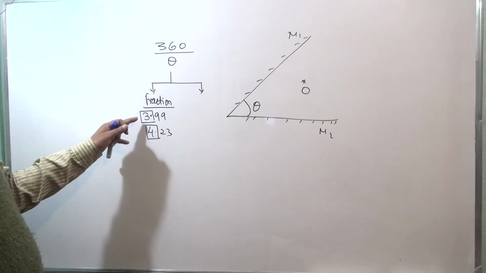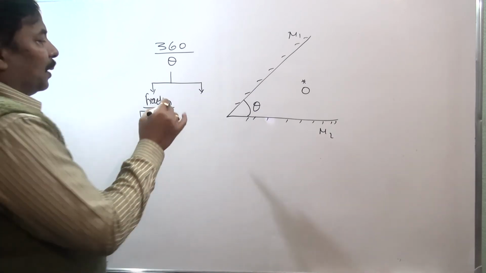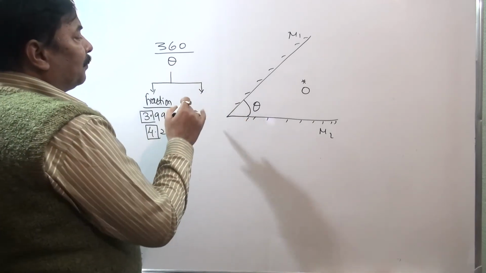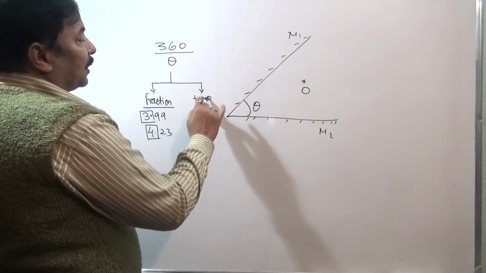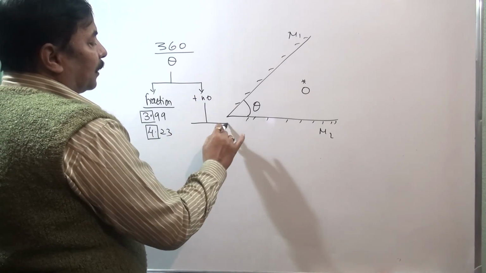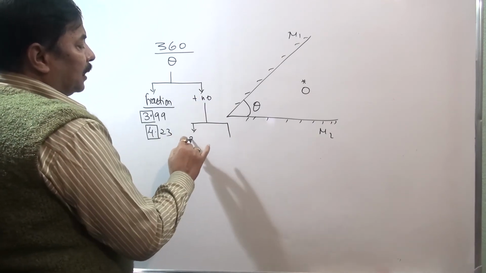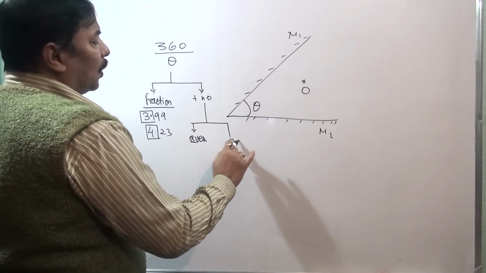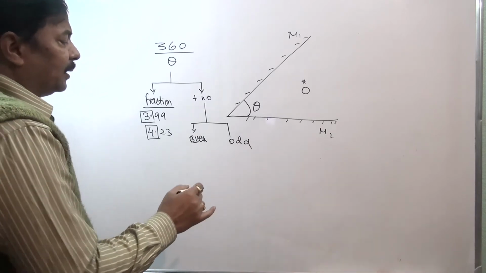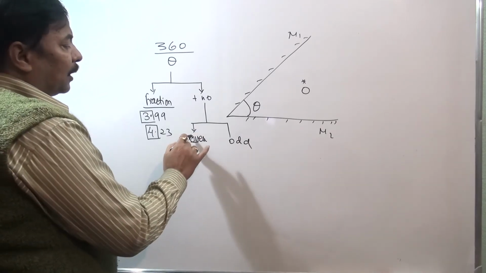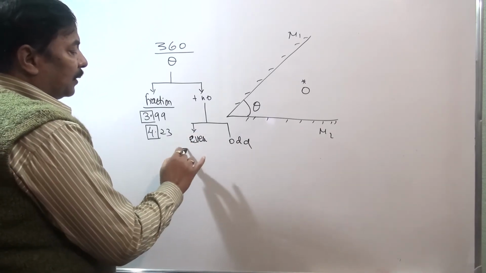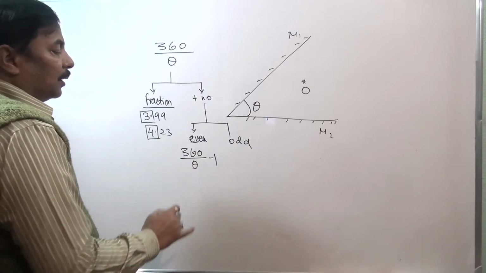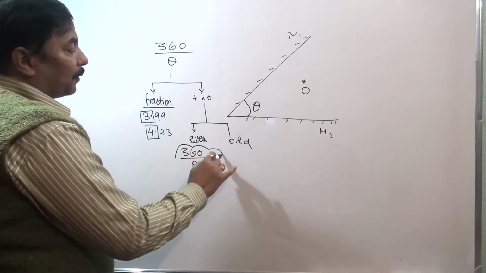Integral portion will represent the number of images. But if you are not getting a fraction, and if you are getting a positive number, then again two possibilities are there. You are getting even, or you are getting odd. So if you are getting the even number, then 360 by theta minus 1, this will give you the number of images.